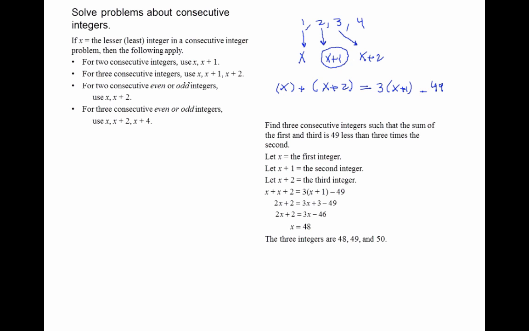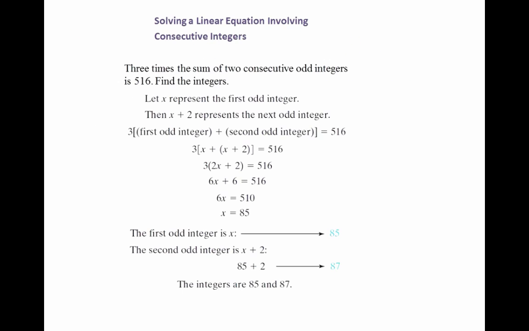This is how you set up the equation. So here we have 3 times the second one minus 49 is equal to the sum of the first one and the third one. So that's my formula. The rest is pretty simple. You just add the like terms, solve the equation, and get 48. So the first one is 48. The next one would be one more than that, which is 49. The next one would be 50.